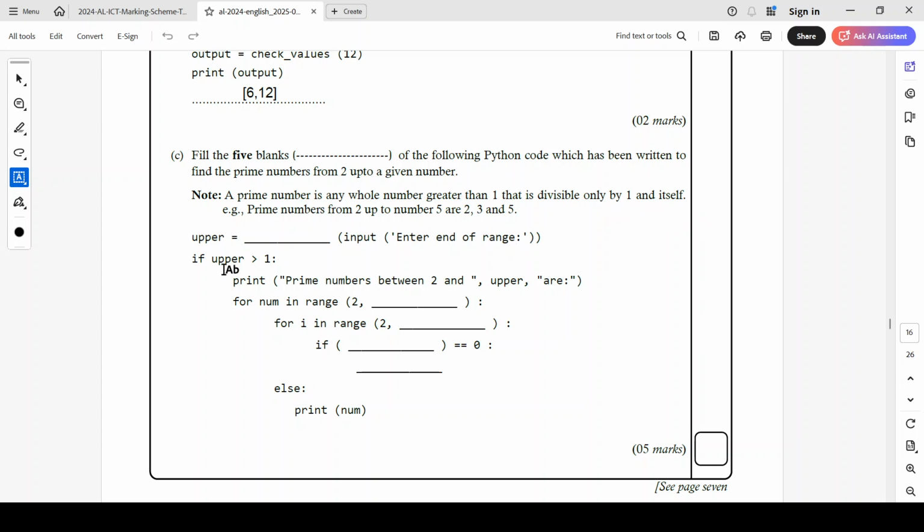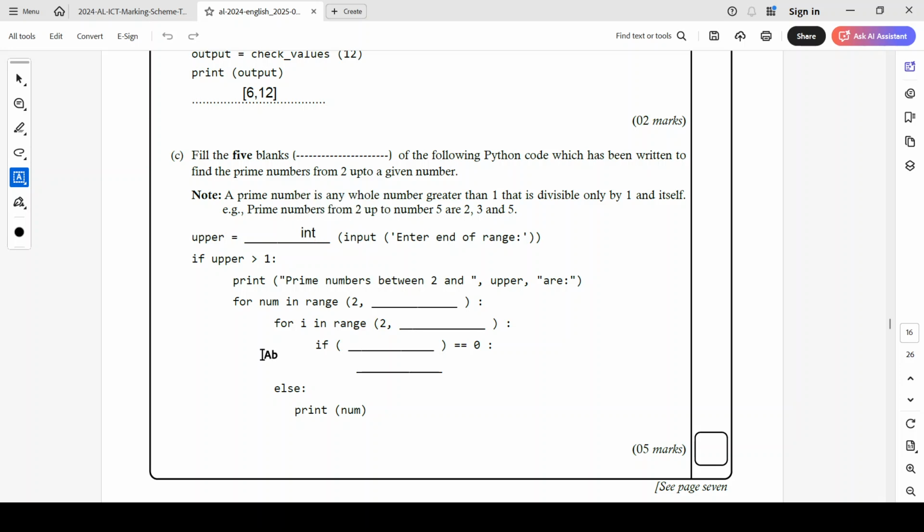Okay, let's see the code. Here the variable is upper, and this is the statement to input a number. To input something we want to use input brackets. Here we want to give a data type. So what is the data type here? int. Right, so the data type is int.